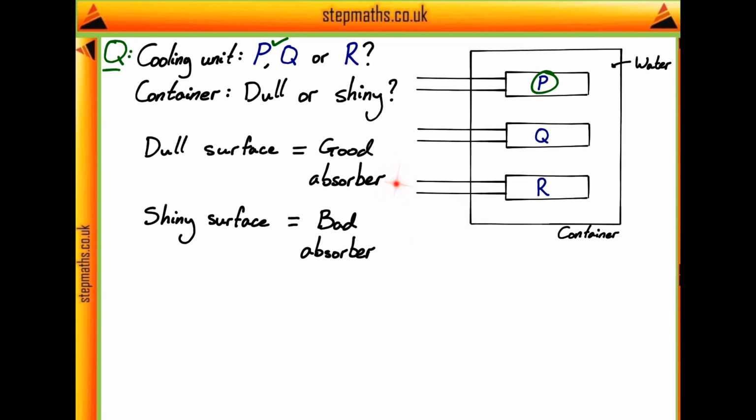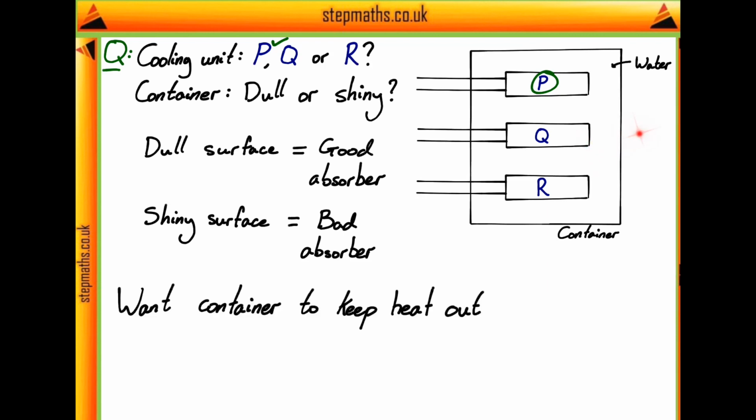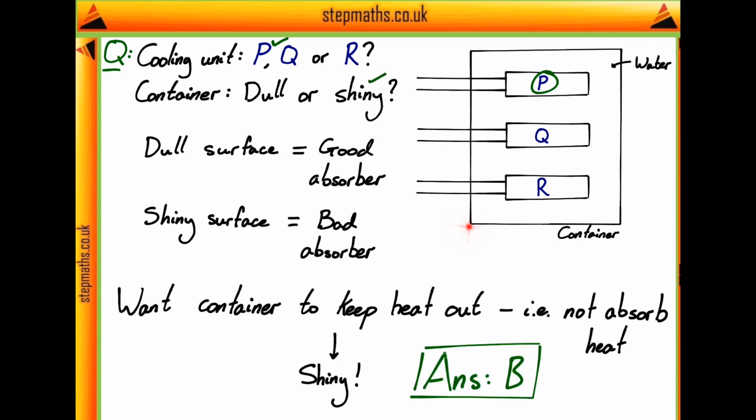So this is really the difference between them, and it's whether we want our container to be good at absorbing and emitting heat, or whether we want it to be bad at emitting and absorbing heat. So what do we want? Well, we're trying to cool our water down to below room temperature. So really, we want to keep it as separate from the room temperature as possible. We want to keep heat out. So what we're trying to do is stop the container from actually absorbing heat. And obviously this is just going to correspond to being a shiny surface. So we're going to want our cooling unit to be in position P and our container to just be shiny. And these both together just correspond to answer B given in the question.